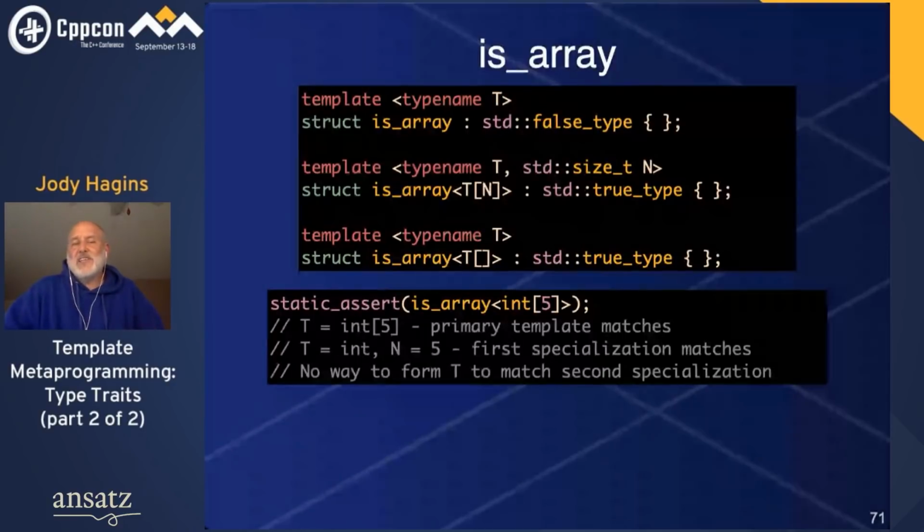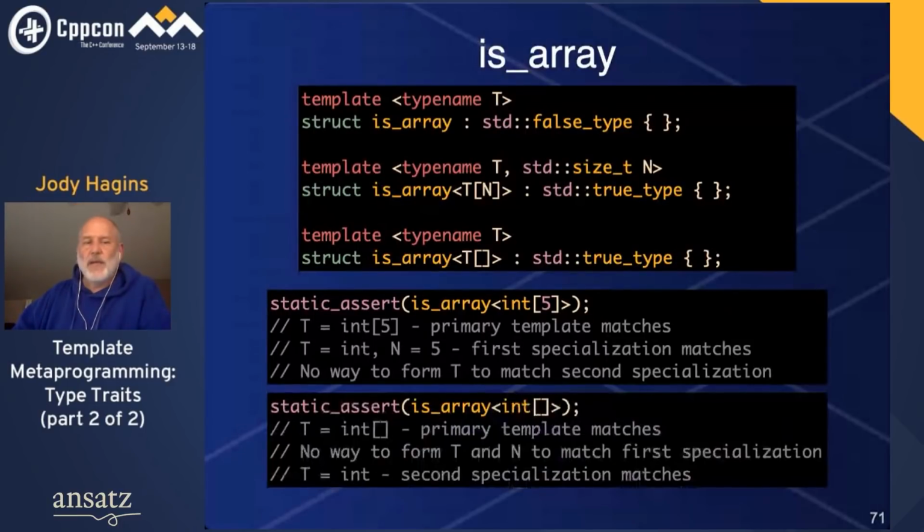Now, there are cases where the compiler can't figure out which one's more specialized. In that case, it would be ambiguous and you would get a compiler error. And here's our second case, where we have an array that's unbounded. Of course, the primary template is going to match because it takes any type. The second one is not going to match because there's no way to put T and N together in order to get a valid type. I mean, you just can't. There's no way to form a valid type because int square bracket has no N, it has no integer. So there's no way to create that one. And the second one will match with T being int.